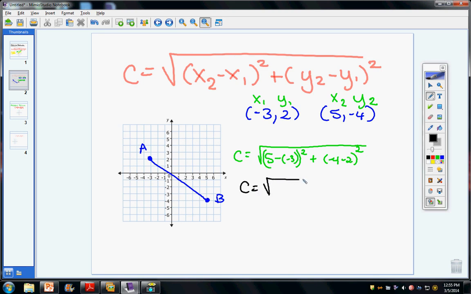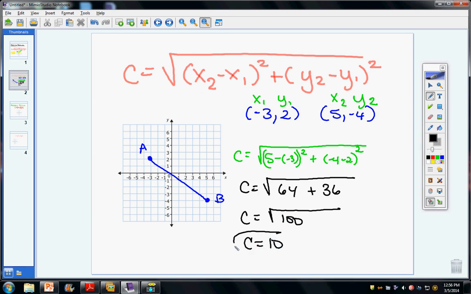So I have the square root of 5 minus -3, which is 5 plus 3, which is 8, and 8 squared is 64. -4 minus 2 is -6. -6 squared is 36. So c is equal to the square root of 64 plus 36, which is 100. So therefore, c is equal to 10. So I can tell you that c, which is just the distance, is 10 units.